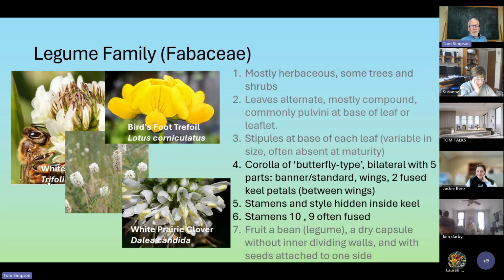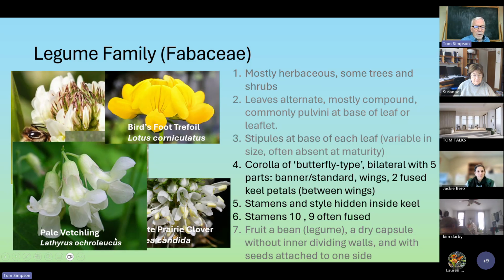One of the villains of the Chicago area, birdfoot trefoil, is a beautiful little flower. It's just a real pain to prairie restorationists. It's a very rapidly reproducing plant that infests prairies and can really cause calamities with prairie restorations. But you see that same pattern here, the keel, the standard. It's a little hard to see the wings on this. I think they're just pressed tight to the keel.